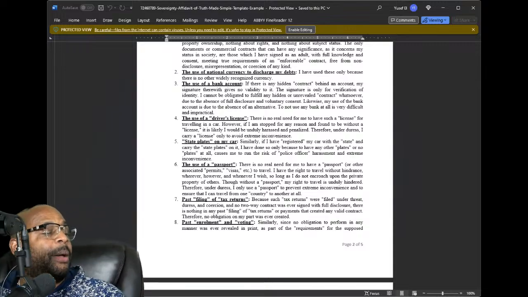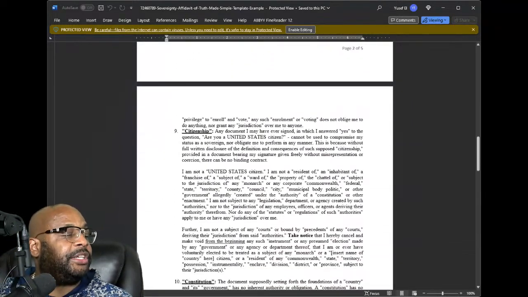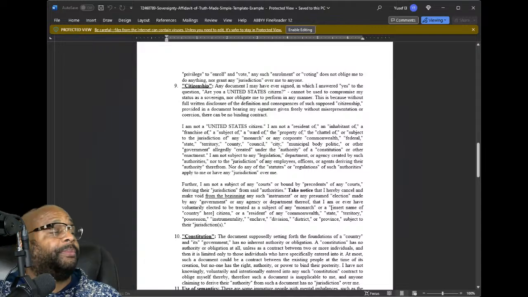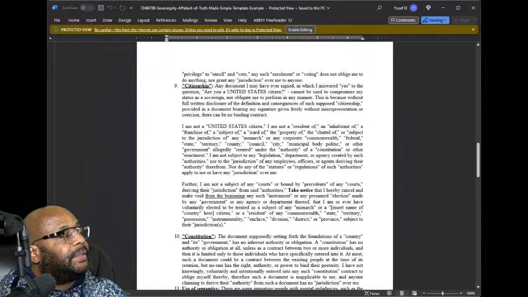And then of course, we got past tax returns, voting, citizenship, all of this. This is a very good document. Where are we at?